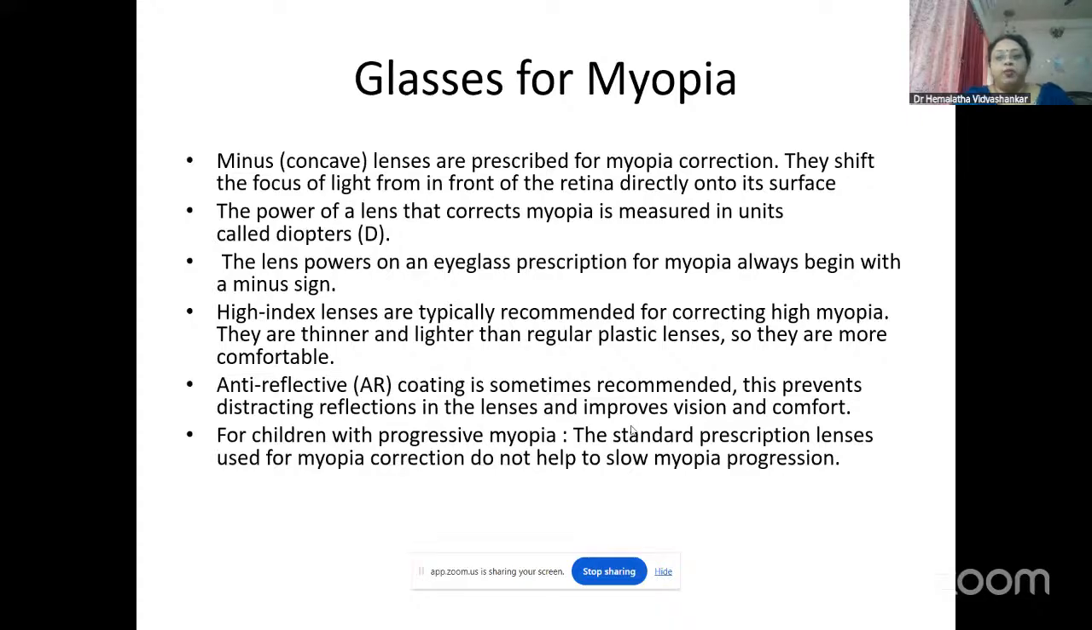Then glasses for myopia. We all know that the most common way of treating myopia is prescribing glasses. These are concave lenses which are made in such a way that they shift the focus of the light from the front of the retina directly to its surface. And they are prescribed in diopters, and they begin with a minus sign. Now, in very high myopia, when a child has to wear a very thick power glasses, we prescribe them high index glasses which are little thinner. The advantages, it is a little easy to manage for the child, and also the peripheral aberrations are much less. Anti-reflective coating can be used in these glasses to provide better quality of vision and comfort.